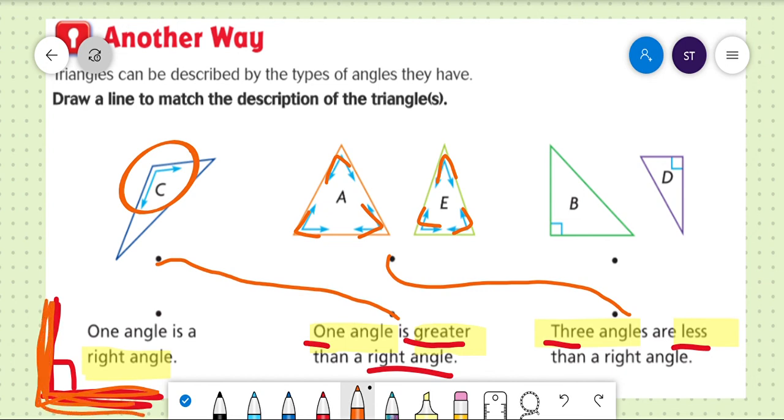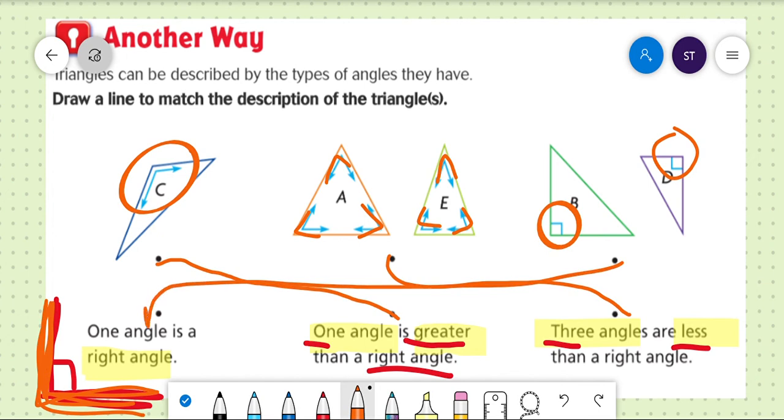And last, let's look at B and D. Wow, guess what they have inside of the angles on B and D? They have this little square. And that little square always tells you one thing. It tells you that you are looking at a right angle. It puts the square in there so you can see that that is a right 90-degree angle. So I don't have to figure it out. I already know that those triangles have one right angle.